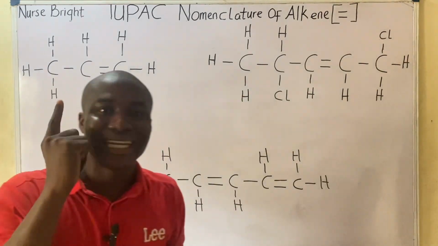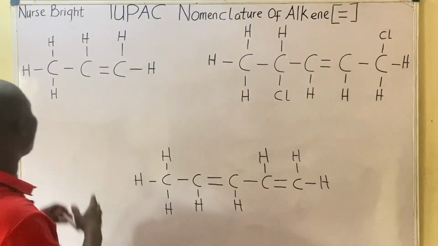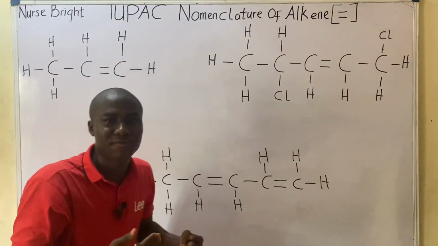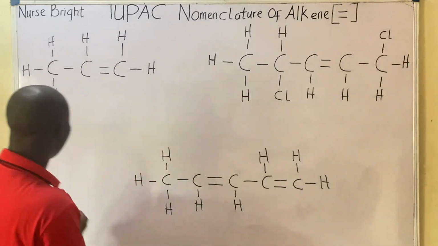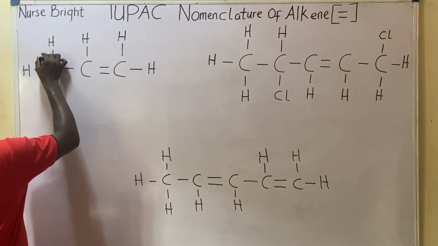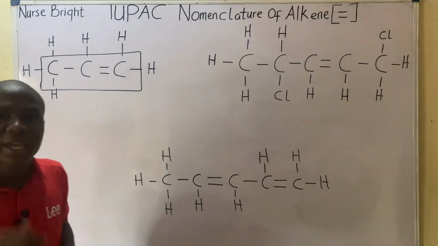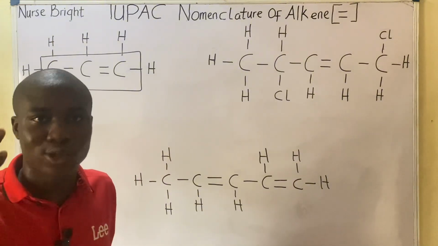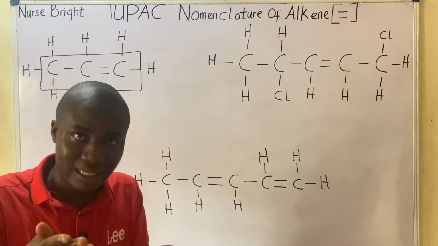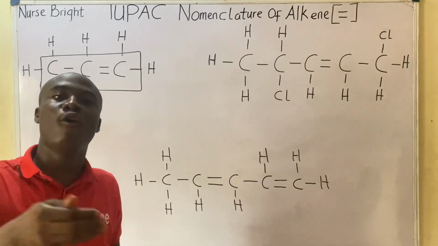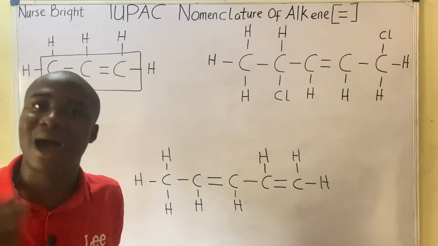The first step: identify the longest continuous carbon chain. So you have to look at this compound and identify the carbon-carbon connection that is longest. And by the look of things, this is the longest continuous carbon chain. The next step is to number this longest continuous carbon chain. You have to number in the direction so that the functional group or the substituent has as low a number as possible.